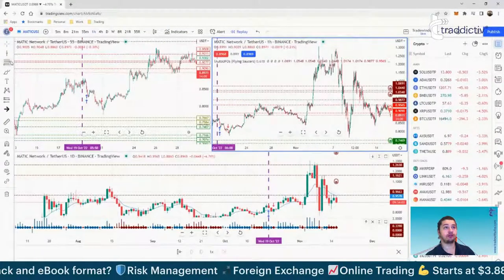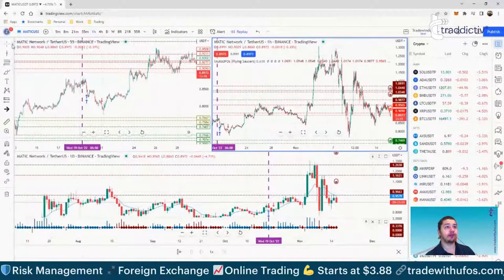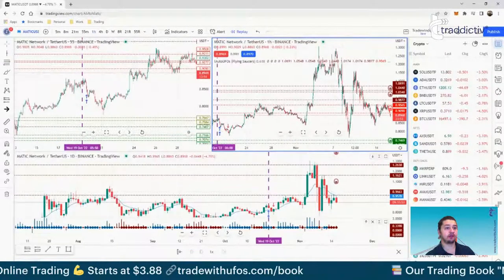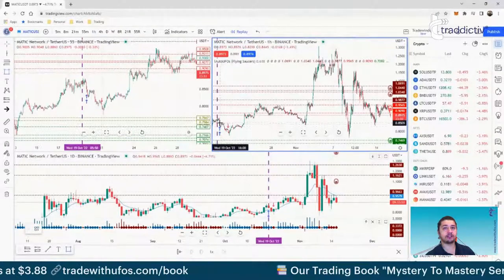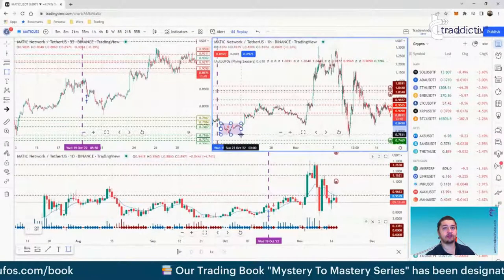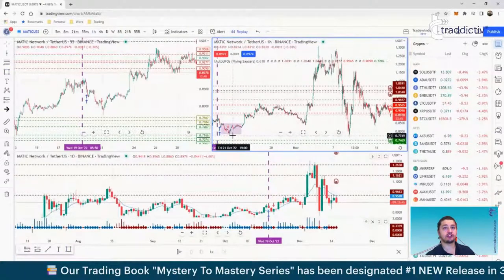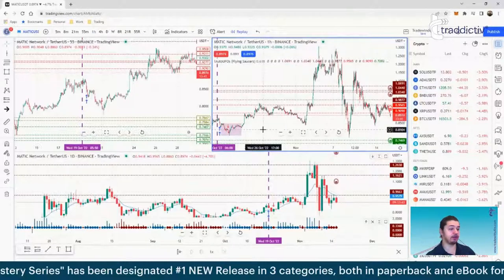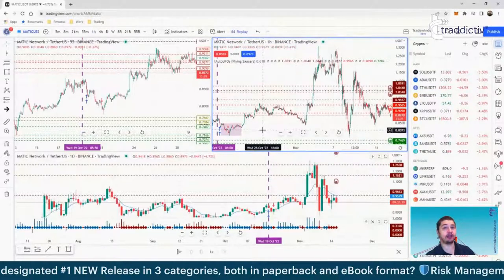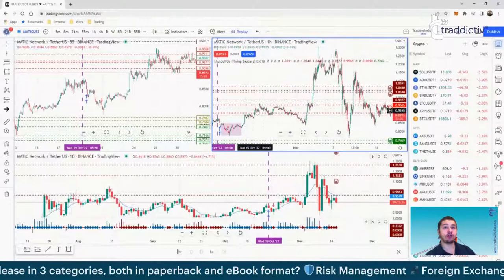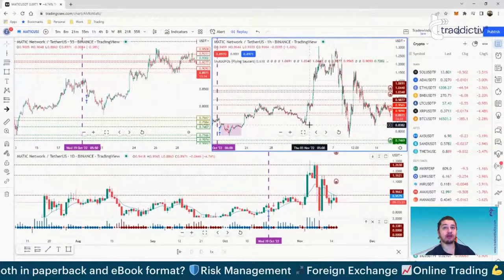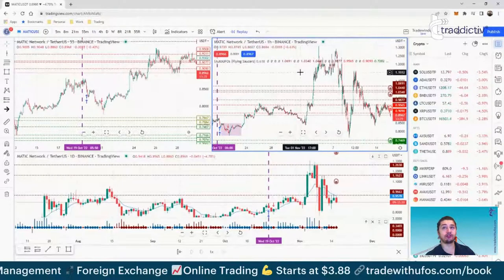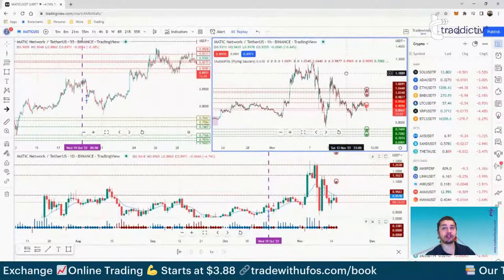So if we were to put that here, there we go. This is our entry point. From here to about here, you were sideways, a little up, a little down, nothing crazy. Of course, this was a bit of a longer term play that we had in mind for Matic. We got in, we were in the positive here, almost came back to our entry right here, and then exploded upwards. And you're thinking to yourself, wow, this is awesome.